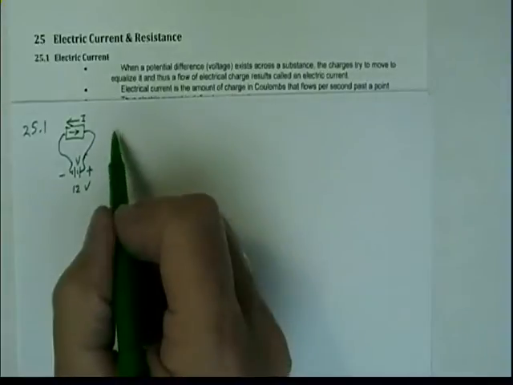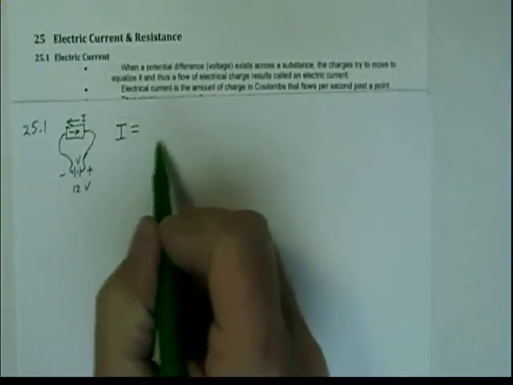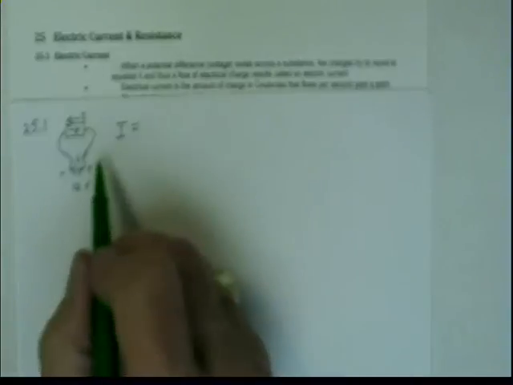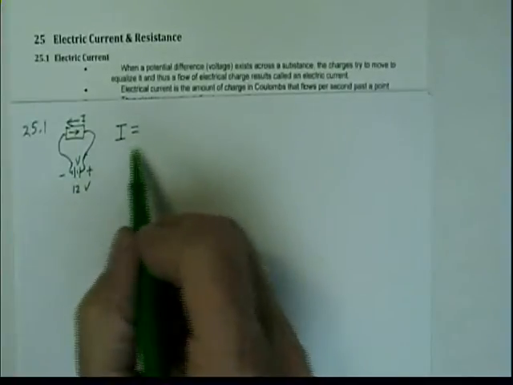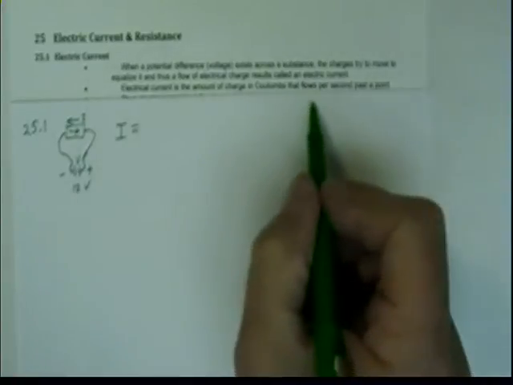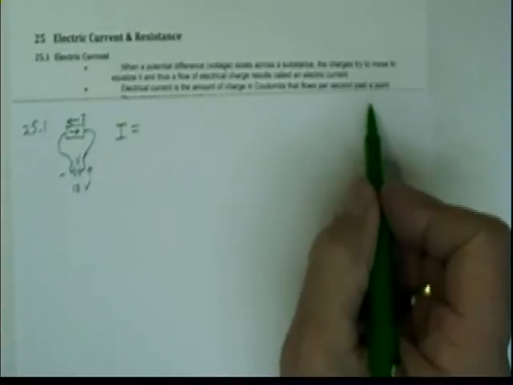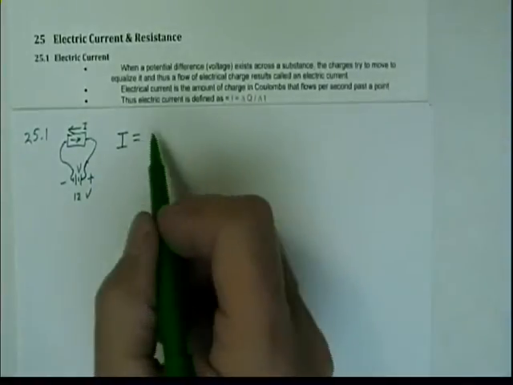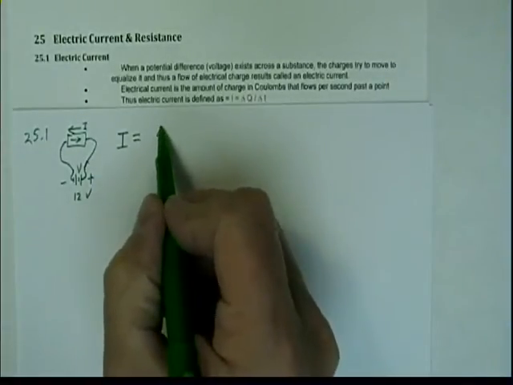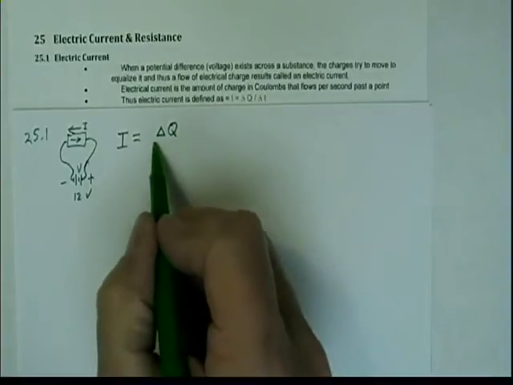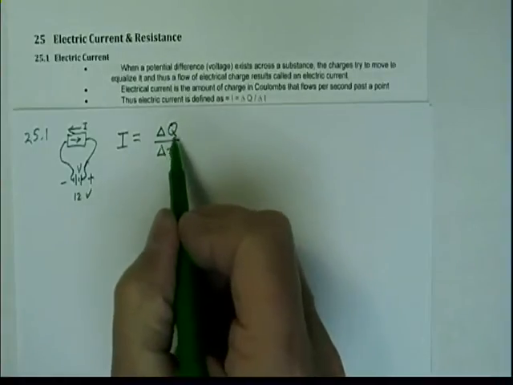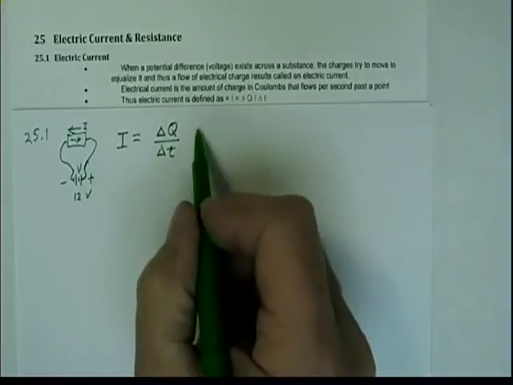Electric current is the amount of charge, formally defined, we use the symbol I for current, sometimes a small i, is the number of charges in coulombs that flow past a given point in a second. So it is the change in charge divided by the change in time. In other words, coulombs per second.